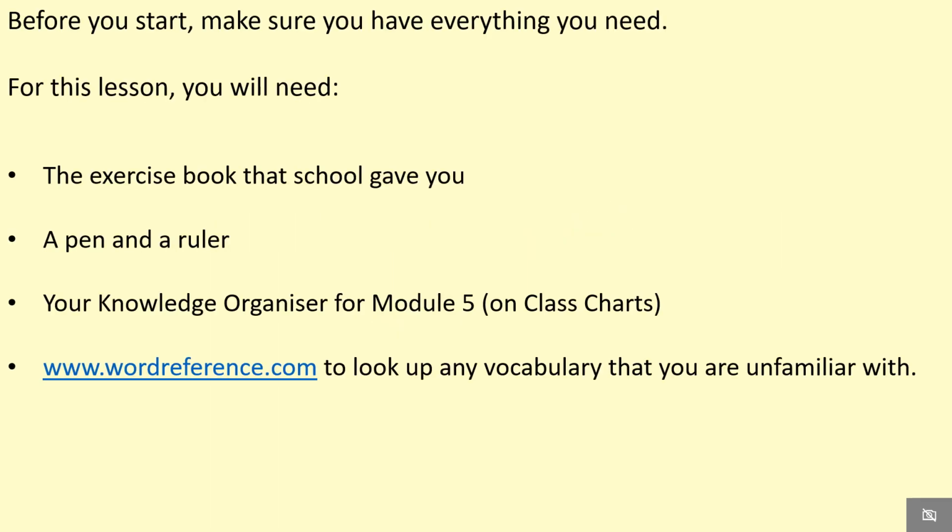And now you'll be starting to get used to knowing what you're going to need for each lesson. So here's your list of equipment for today's lesson. For this lesson, you will need the exercise book that the school gave to you, a pen and a ruler, your knowledge organiser for Module 5, which is on class charts, and this can be opened in a tab on your computer, as can wordreference.com, the online dictionary, which can be used for any vocabulary that you're unfamiliar with. So get your things together now and press pause and press play when you're ready to continue.